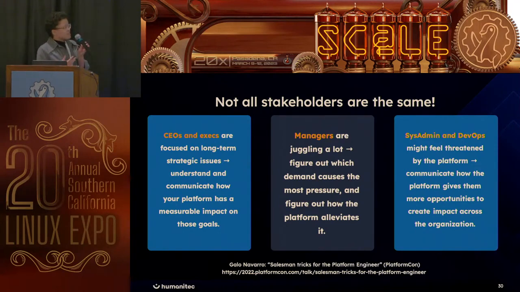For your sysadmin and DevOps, they might feel a bit threatened by the platform. They might think that it's coming to replace their jobs. So you're going to want to communicate that that's not actually the case. The platform is actually an opportunity for them to take their skill set of solving individual problems across the organization and applying that across the organization in a more standardized way.